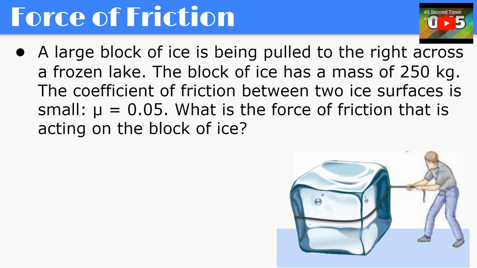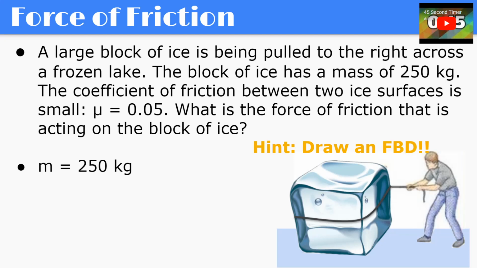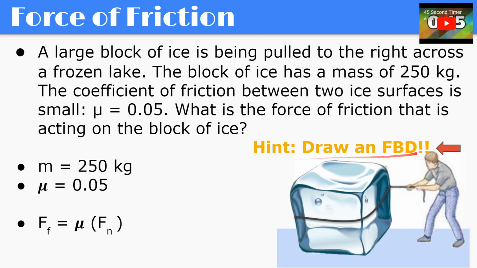Okay, so again, we can start by labeling things, but I'm going to tell you right now, you're going to want a free body diagram eventually. So you might want to try to draw one now, but I'm going to label a couple things first. My mass is 250 kilograms. Mu is 0.05. And those are the only numbers given to me in the question. So let's see what we can figure out. Okay, I know I'm going to need force of friction. I know that means I need mu times Fn. I don't have Fn. So again, let's try this. Let's draw the free body diagram and see what we can figure out.